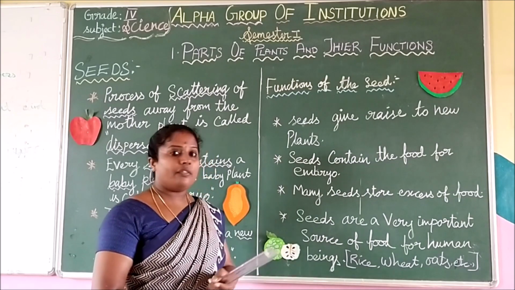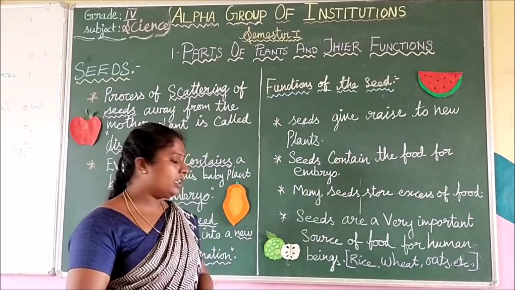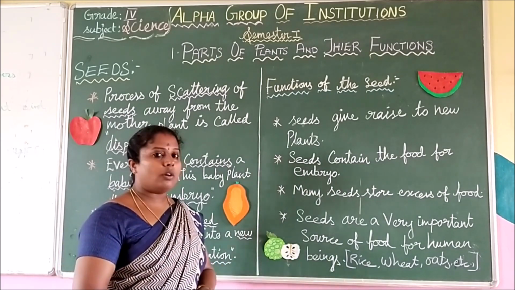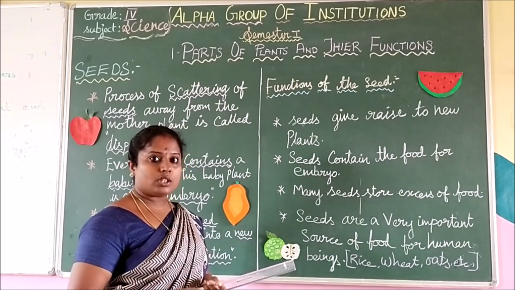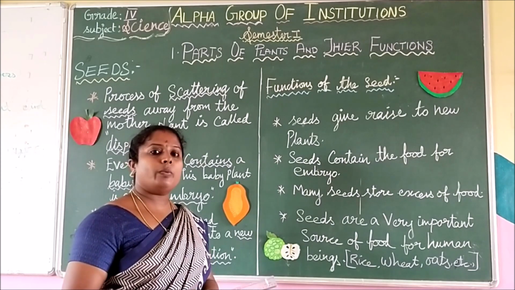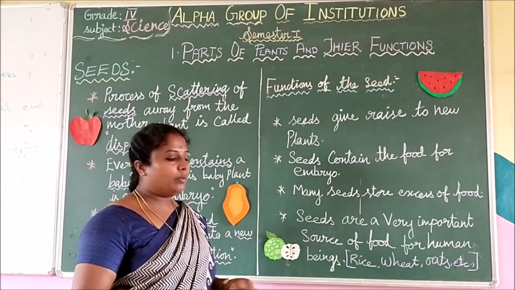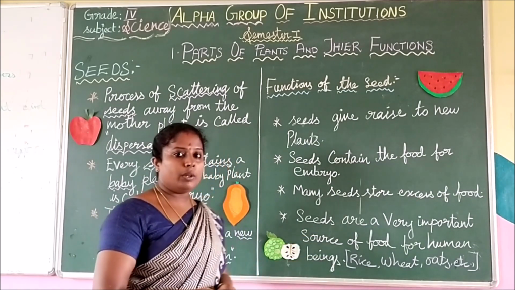Seeds are a very important source of food for human beings. What are the examples? Rice. Rice is also a seed. Wheat, oat, beans, and so on. So many seeds are very important for human beings.